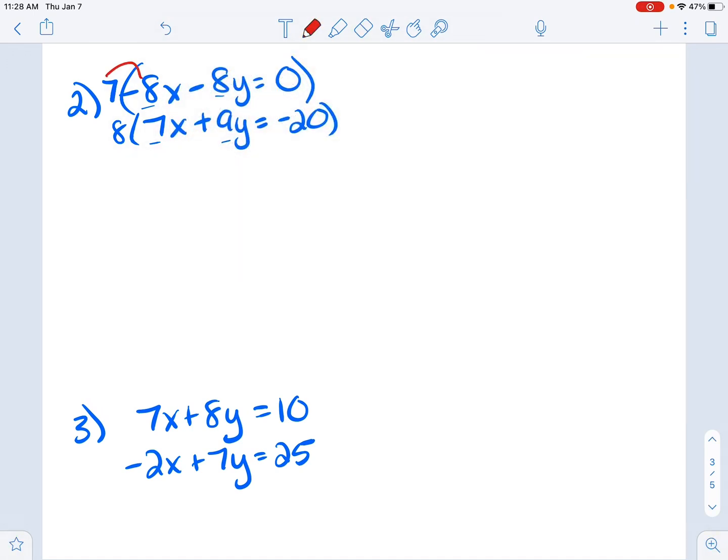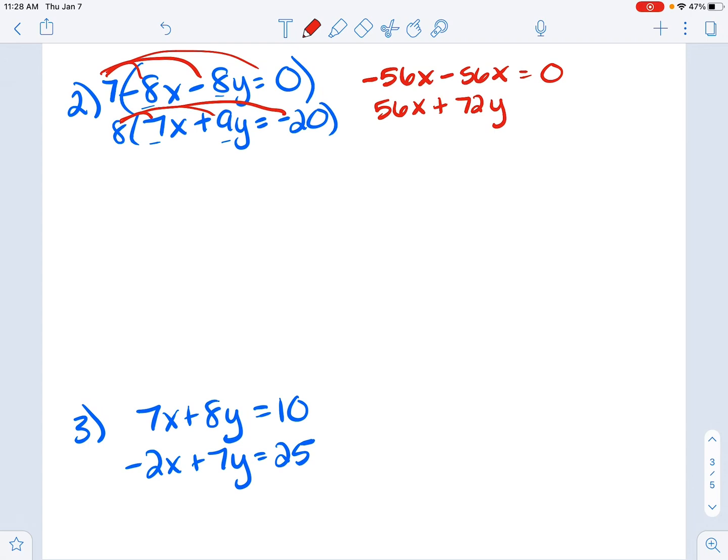So 7 times negative 8 would be negative 56x. 7 times negative 8 again, minus 56x. And then 7 times 0 is 0. Then do the bottom. 8 times 7 would be 56x. 8 times 9 would be plus 72y. 8 times negative 20 would be equals, watch your sign, negative 160.